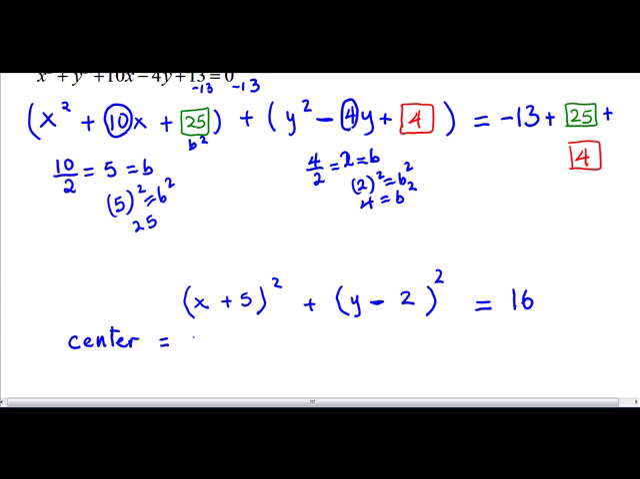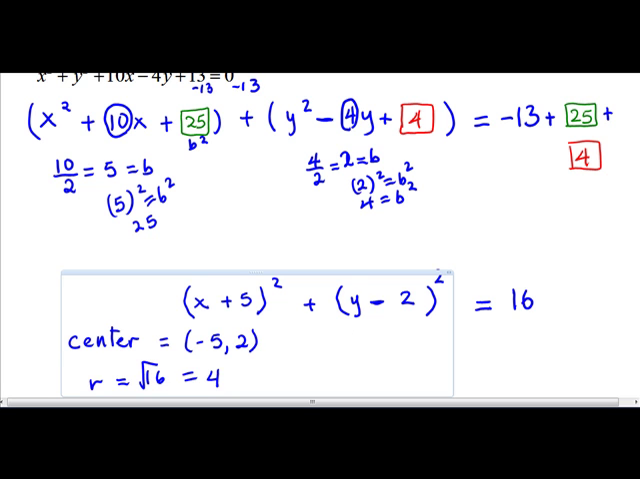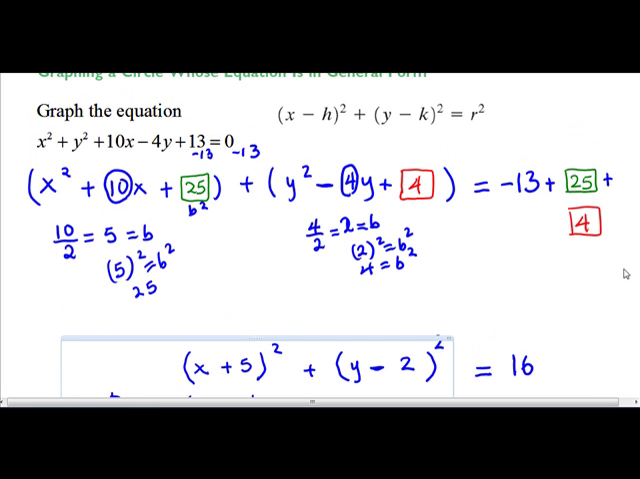Based on this result, we can tell that the center is (-5, 2). And the radius, this value here stands for r squared. So the radius is the square root of 16, which is equal to 4. Now, the reason I have minus 5 here is because remember the standard form of the circle is x minus h. Since here it is x plus 5, to be a plus here, the h has to be minus 5 to cancel out with the minus there. So h is minus 5.